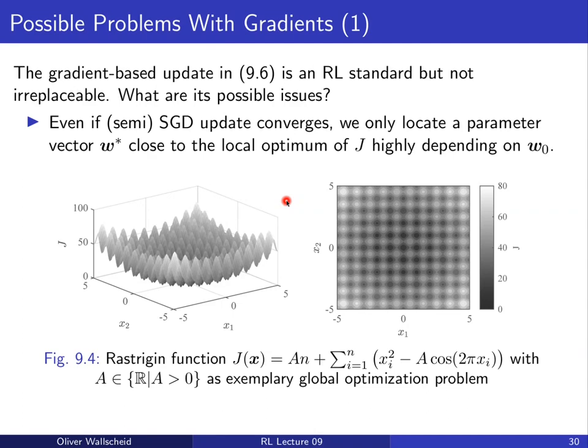One drawback we already discussed: the SGD update, of course, if it converges. If we have bad luck, it won't converge at all, it diverges. But if it converges, then it will only converge to a local optimum, which is close to the initial parameter vector W0. And therefore, depending on where we are in the parameter space, we may not get a local optimum which is, let's say, close in terms of the value to the global optimum, but really far away, and we don't know that.